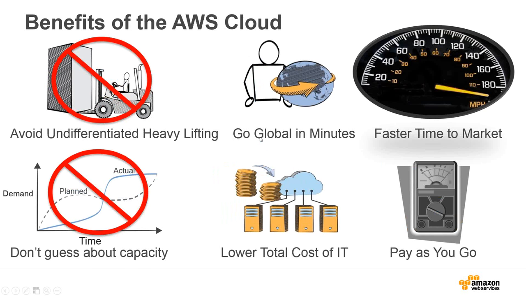Well, what does this come through in terms of benefits? One of the things we like to talk about at Amazon Web Services is eliminating undifferentiated heavy lifting. Now, what do we mean by that? There are a lot of things that your organization has to do in order to just keep the lights on and keep the business running. It doesn't really differentiate anything about your business.